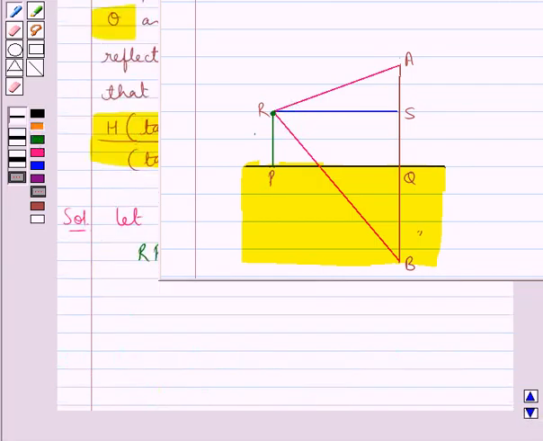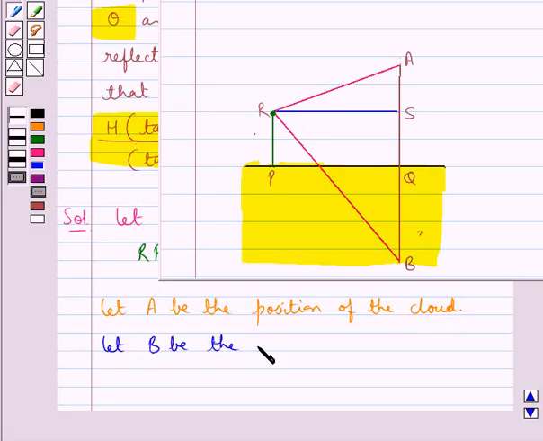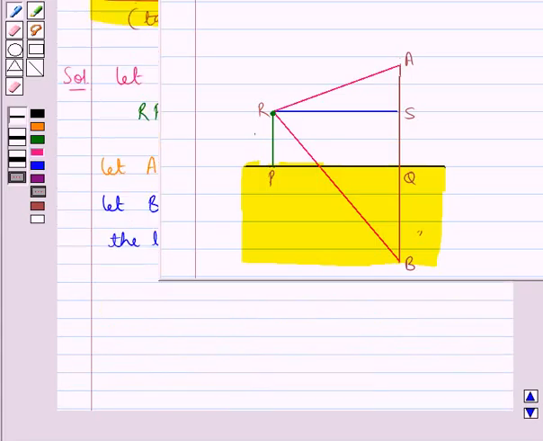Then we have taken let A be the position of the cloud and let B be the reflection of the cloud in the lake. We assume let the height of the cloud be capital H meters.